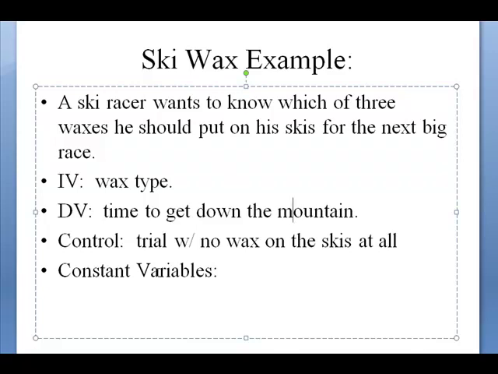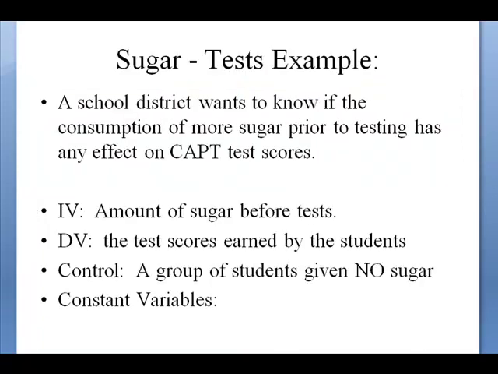So those are constant or controlled variables, things that you have to work hard to keep the same in the experiment, so you know the results are just due, in this case, to the different types of waxes, not to all these other things that you didn't keep the same.